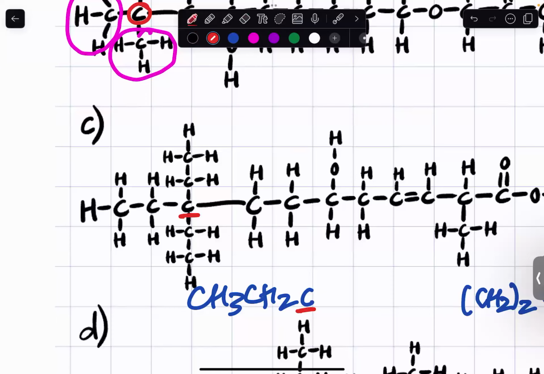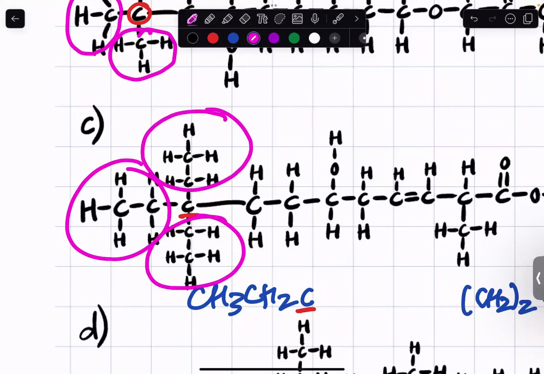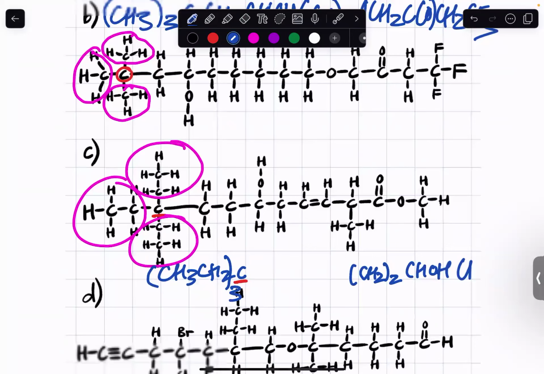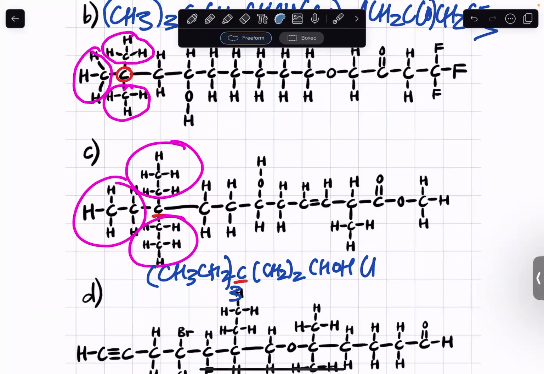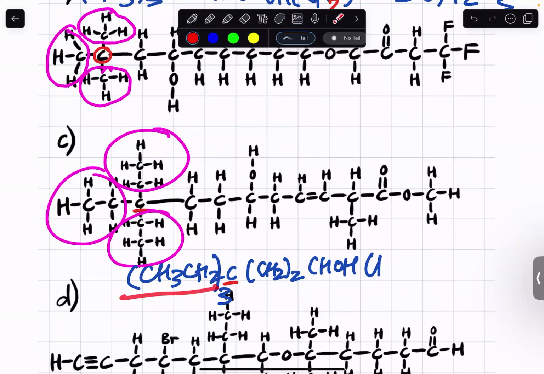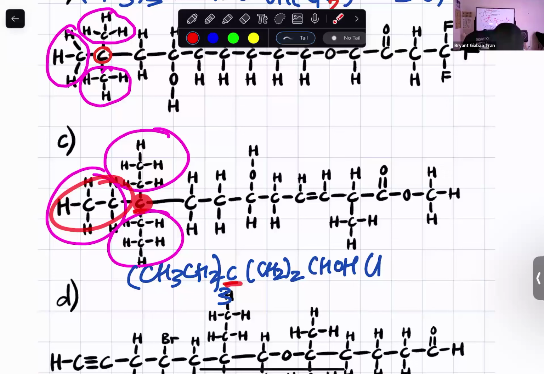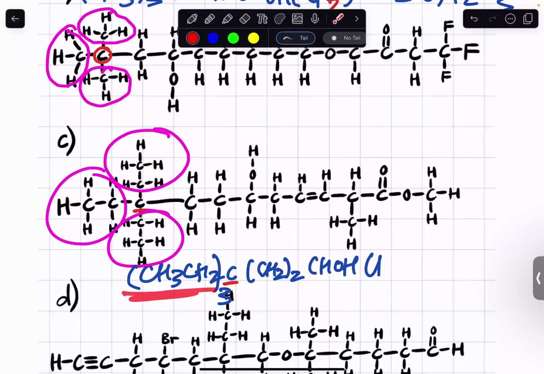Once you find the central atom, which is this one, you use the same repeating branches, and those repeating branches will go into the parentheses. CH3, CH2, 3. Just like that. And we would put that at the very beginning, and then the carbon that it's attached to. Yes, at the very beginning, because the central carbon is not at the end. The branch is at the beginning. Okay.